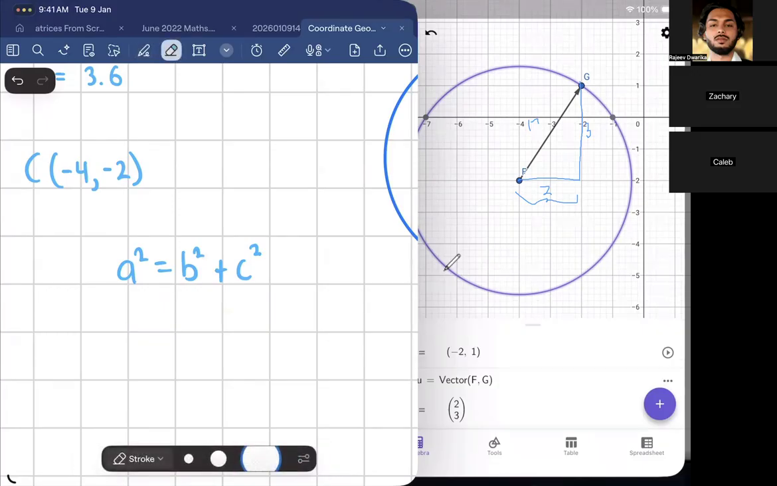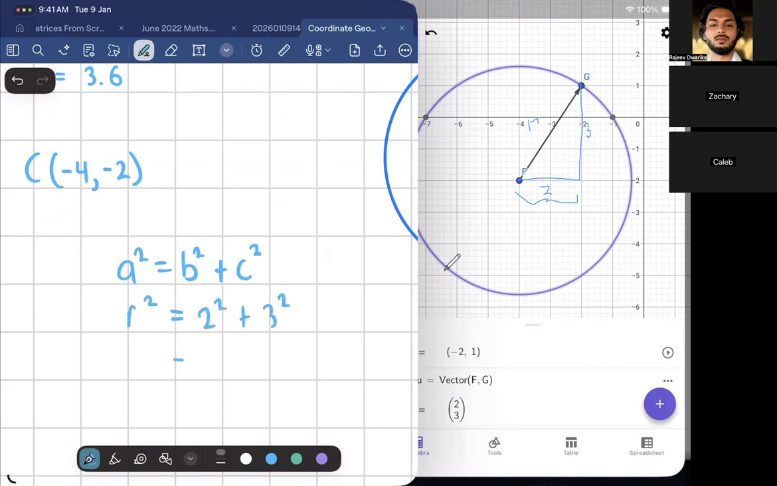Now, this is Pythagoras theorem. What is a? A is the hypotenuse, right? So what is our hypotenuse in our right angle triangle? The r, the radius. That's what you say, right? Yes, sir. Okay, cool. So it would turn to r squared. Now, you could let b and c be anything. They're just the two other sides. So that's going to be 2 squared plus 3 squared.